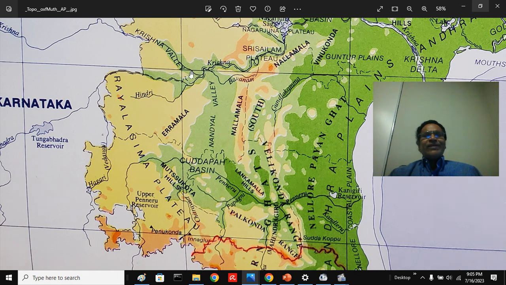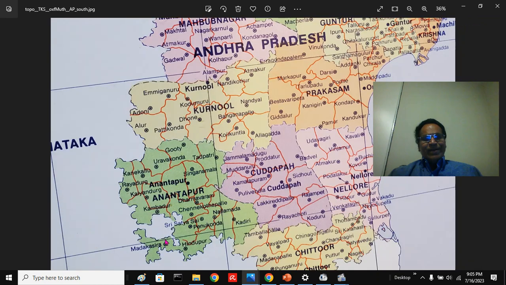In the northern portion we can say the Krishna-Tungabhadra basin here, further the Krishna river here, and this is the Bhavanasi river here. The giant Krishna, we can say this is the Srisailam Plateau. This is the northern portion of that fascinating valley. So what are the political boundaries?